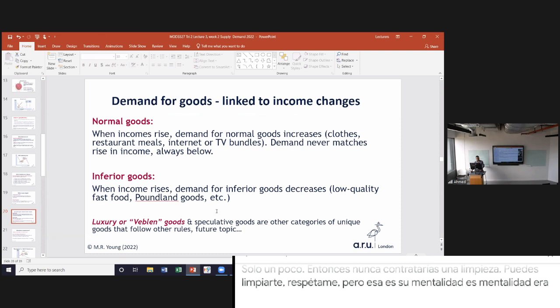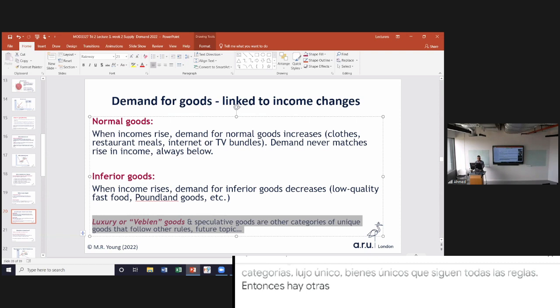True. Okay, so inferior goods are like that. And then luxury goods, Veblen goods, and speculative goods are other categories, unique goods that follow other rules. So there are other rules for this, a future topic, okay? Luxury goods, you know, something like that.